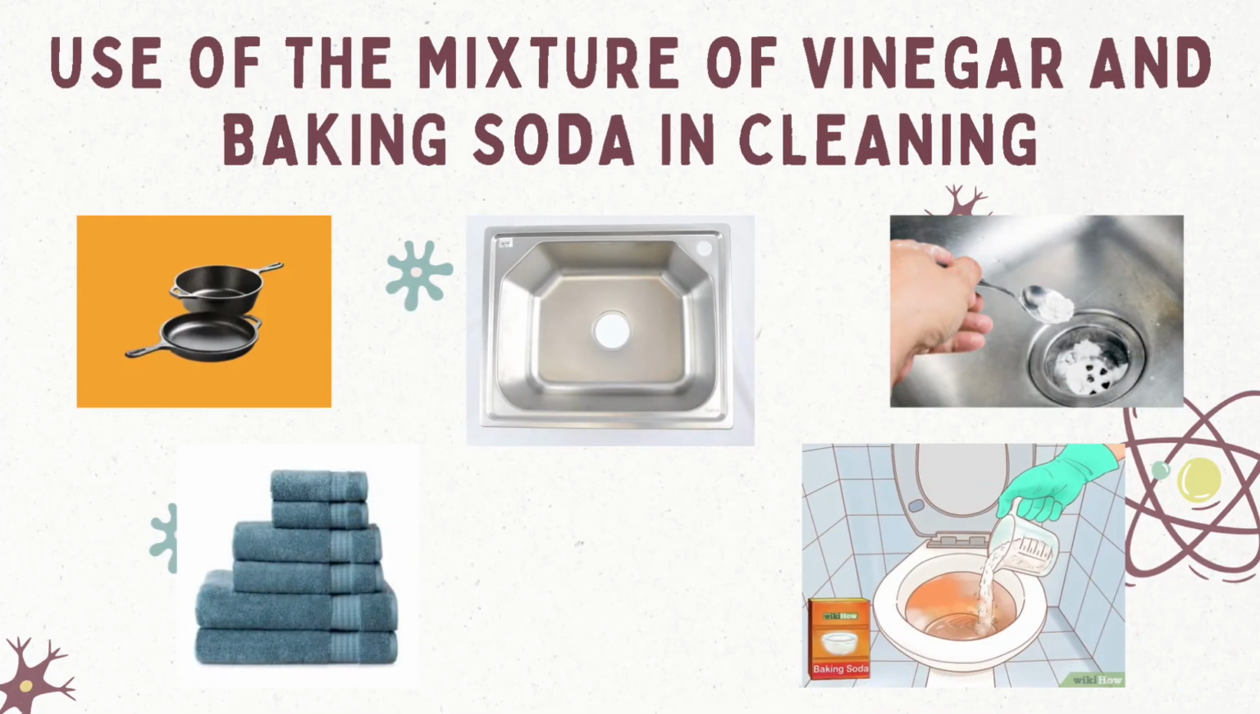So, the use of the mixture of vinegar and baking soda in cleaning. It is used to clean pots and pans, clean the dishwasher, clean the washing machine, unclog the drain, make glass sparkle, clean the kitchen sink, deodorize the toilet, revitalize towels, and many more.